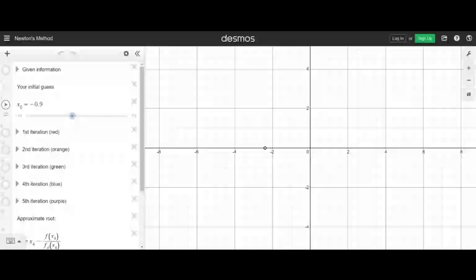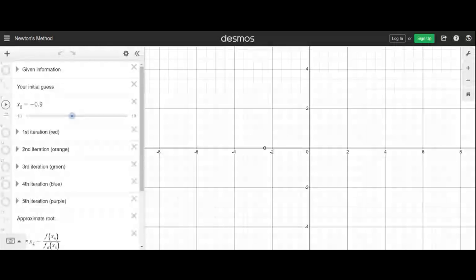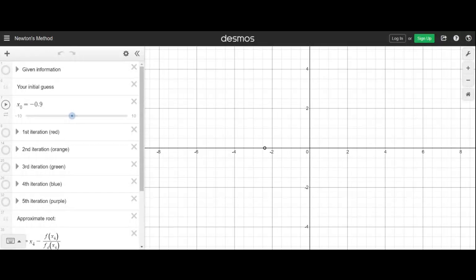I may ask you to show several iterations for a problem, like I did here for this example. But then the remaining iterations, if you needed to do more to get the accuracy you want, I would let you use Desmos. Okay, so there's the Desmos, and you can see at the top left corner, it says Newton's method.